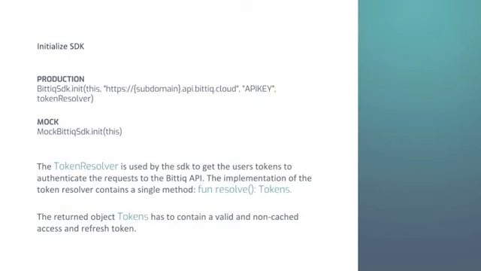Initialization of the SDK is very simple. If it's the mock version, you don't have to supply any information. If it's the one for production, you have to supply a URL endpoint, an API key, and this token resolver. The token resolver is actually your JWT token that you provide wrapped up to provide the secure link to our backend.